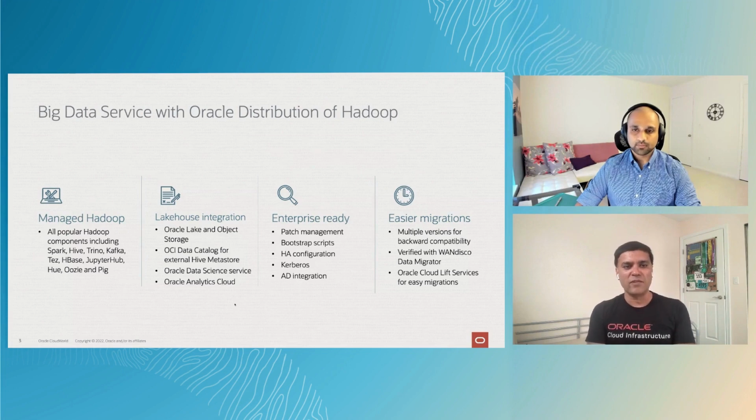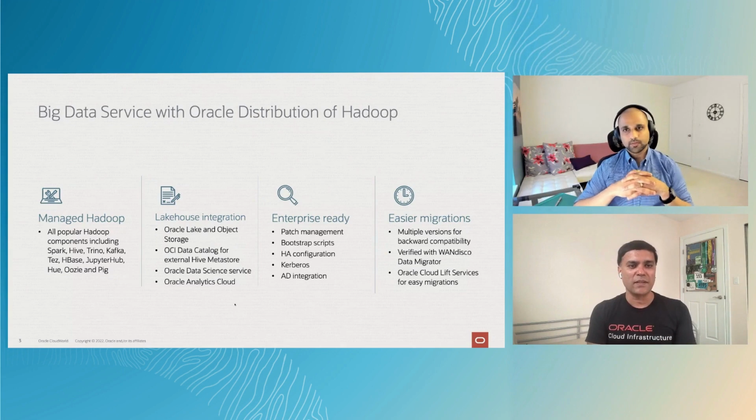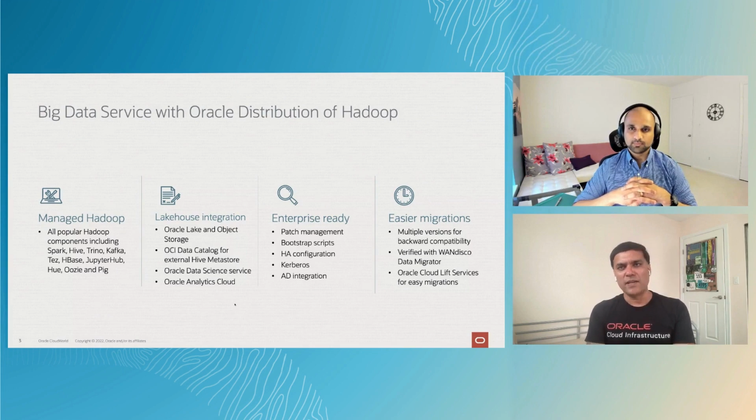But on the compute query engine, we have Spark, Hive, Trino. We have Kafka. Flink is coming out pretty soon. By the time you probably see this video, Flink will be out. But Tez and HBase. We also bundle Hue and JupyterHub and Oozie and Pig. So all these usual Hadoop components, the best of breed, are there, right?